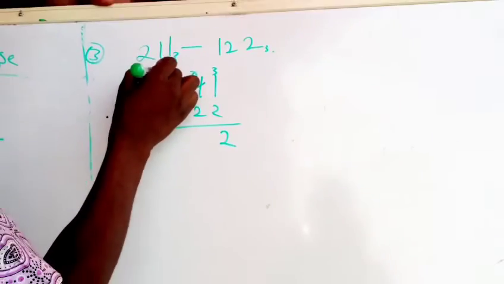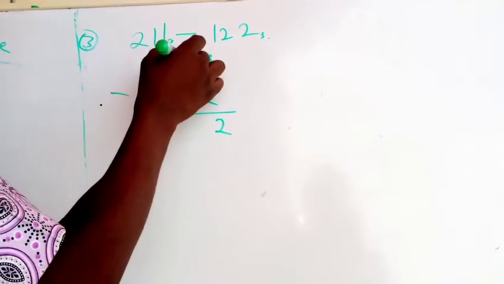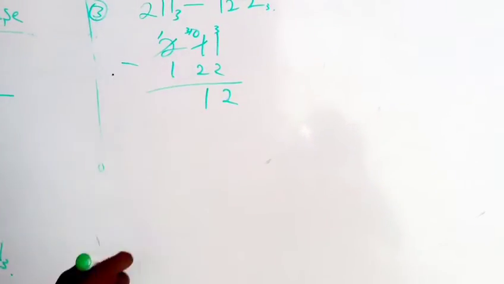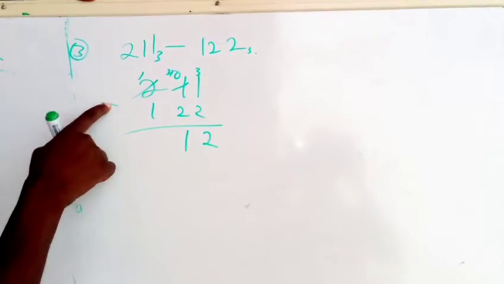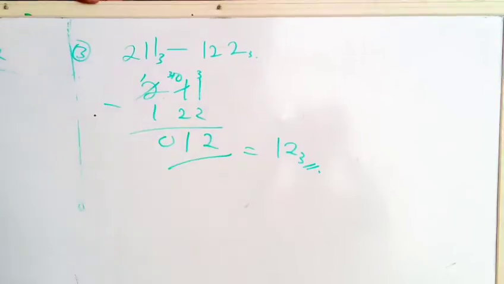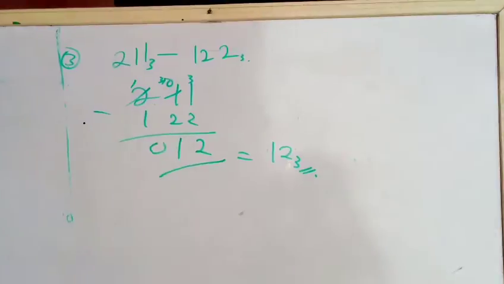So I borrow from this, left with 1. Remember, when I'm carrying 3, so 3 plus 0 is now what? 3. 3 minus 2 is what? 1. Of course, what I'm left here is what? 1. 1 minus 1 is 0. So my result is 012, that is 12 in base 3. Thank you so much for following this. This is just subtraction in base 3.